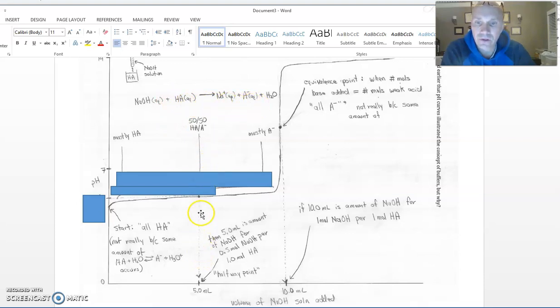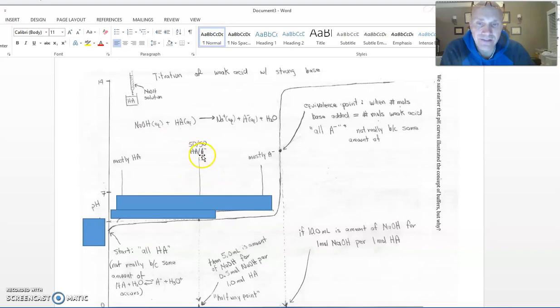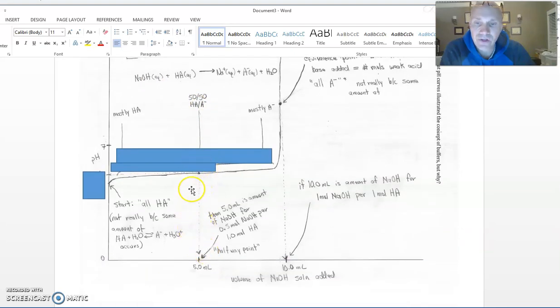That halfway point is going to be important, because it is the point where in your buffer, in that bottom solution that you've been adding your base to, you will now have a 50-50 ratio of acid to conjugate base. The reason that's important is it allows us to calculate what the pKa of the weak acid is. So let's say you handed somebody an unknown weak acid and you said, we need you to calculate the pKa of this weak acid.